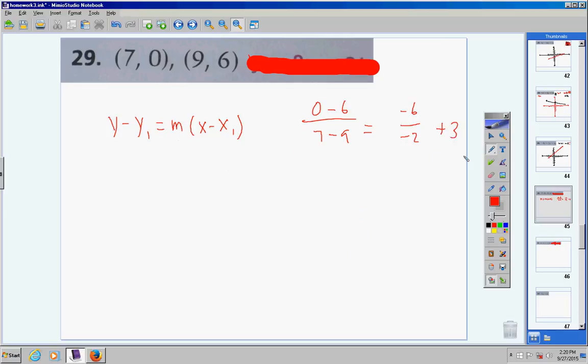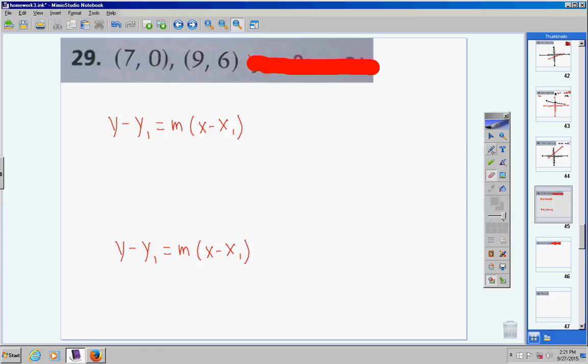Now students, please listen to me. It does not matter after we know our slope. Okay, listen carefully, please. After we know our slope, it does not matter. I'm going to put the slope right up here.